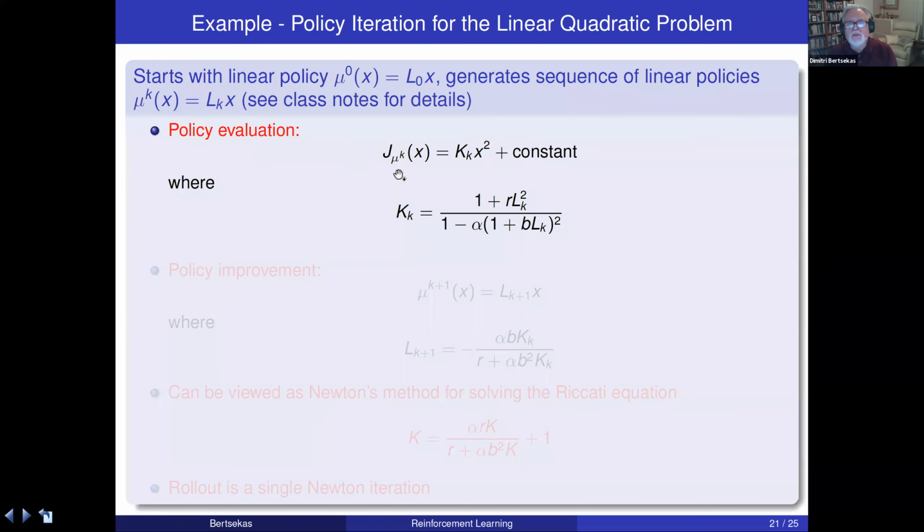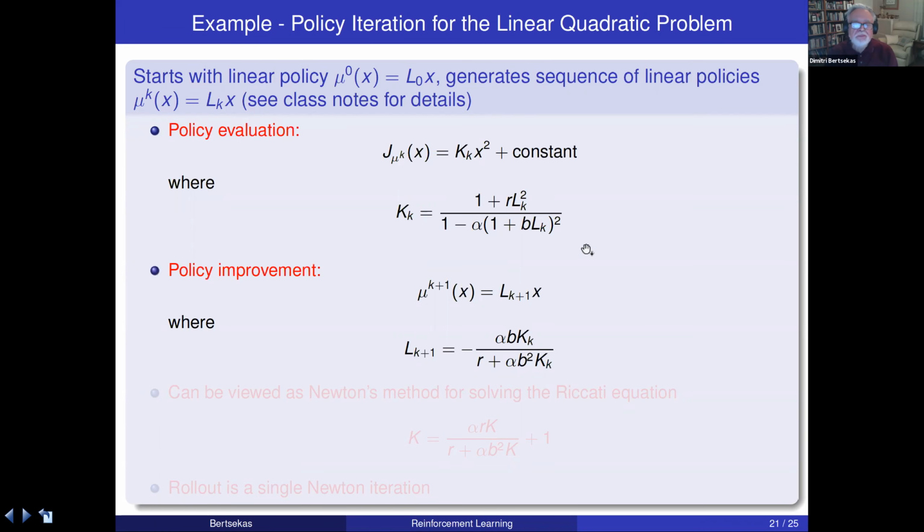The policy evaluation for a given policy, mu_k of x, which is a linear function of x, turns out to be quadratic plus constant. You can guess that it would be quadratic because of the type of calculation we went through in the previous slides. And the coefficient of the quadratic is given as a function of Lk by this formula here.